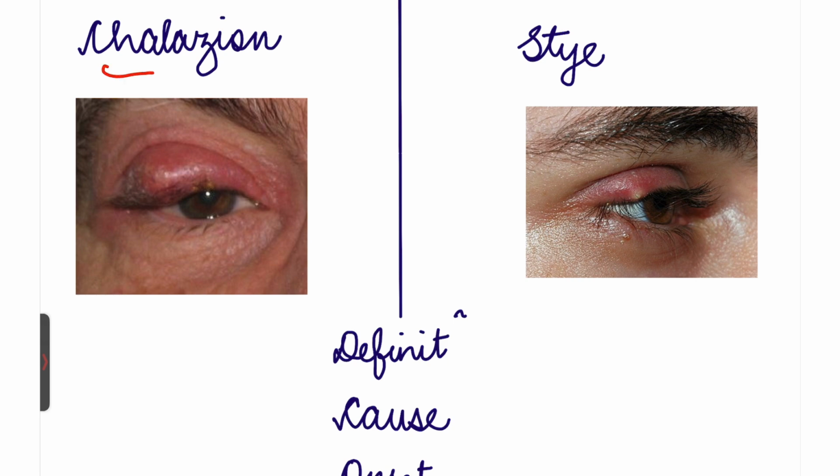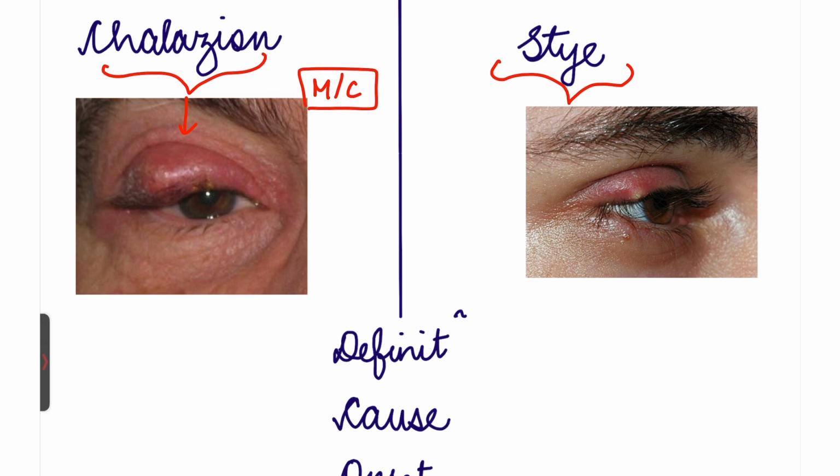The patient of Chalazion will present to you with a painless lid lump, which has progressed slowly over weeks to months, whereas a patient of Stye will present with acute inflammation and pain. In Stye, there is also tenderness and redness present. Chalazion is the most common cause of painless lid lump.